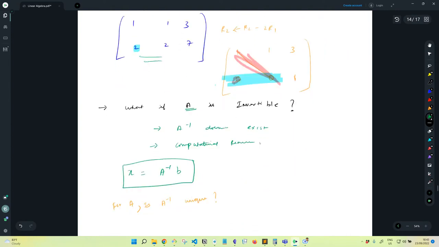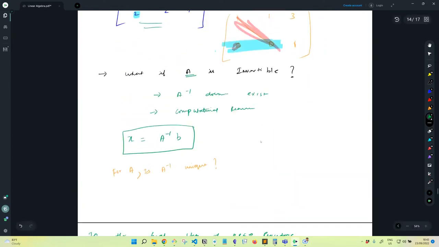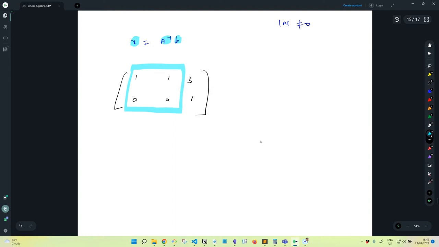Right? Let me actually copy over this RREF format of the given question. I'll just copy this matrix below: 1 1 3, 0 0 1. So remember that this is the A part. Let me highlight the A part. This is the A part. Now we encountered a case where all elements of some row in A is 0.